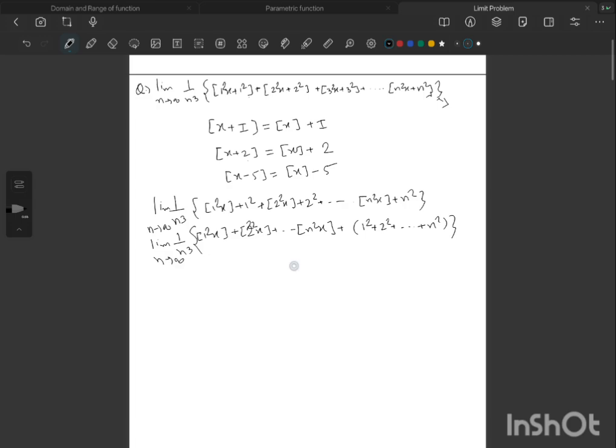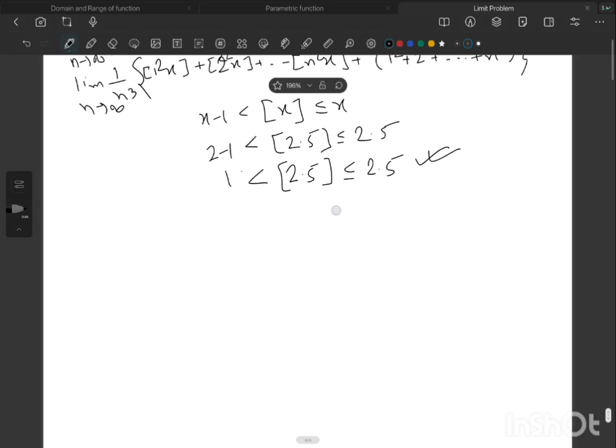Now we know the property of the greatest integer: the greatest integer of x is strictly greater than x minus 1 and less than or equal to x. That means the greatest integer of 2.5 is strictly greater than 2.5 minus 1 and less than or equal to 2.5. Sorry, 2.5 minus 1 is 1.5, so 2, which is less than or equal to 2.5, holds. So we apply this formula here.